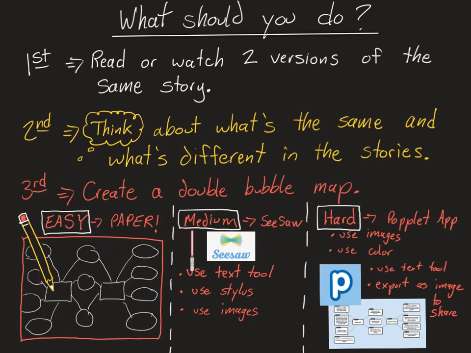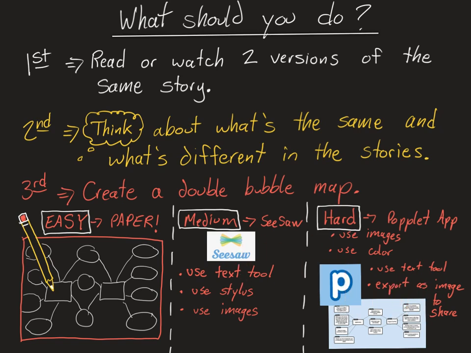If you want to try something a little bit more difficult, see if you can do it on Seesaw. This would take a lot more time. You would have to use the text tool. If you have a stylus, you could use a stylus. If you wanted to take pictures and add them, you could from the book. Okay. For those of you that have ever used the app called Popplet, this would be a great time to build a double bubble Popplet. And some of you might have used this app and some of you might not have. If you've never used the app, just make it easy on yourself and use Seesaw or just paper. If you do know how to use the app, you can use colors, images, the text tool, and then when you're done, you're going to export it as an image to your device and then share it in the activity on Seesaw.